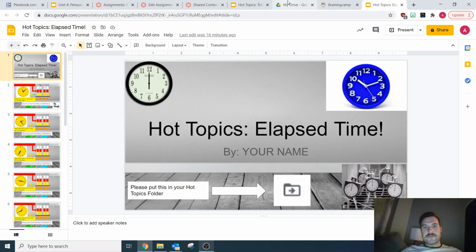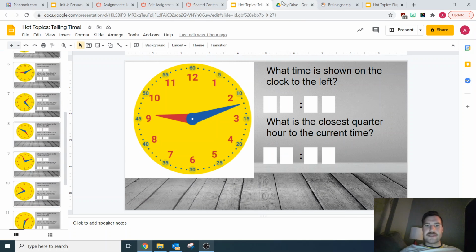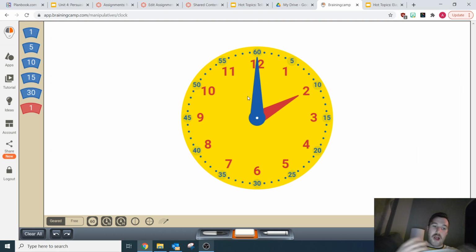So when we're talking about elapsed time, we are talking about how much time has passed, or how much time will pass to the next time we're thinking of. So, for example, school starts for you at 9 o'clock, and school ends at 3:30. So you might be wondering, okay, how many hours and minutes is that? So you could use elapsed time to figure that out.